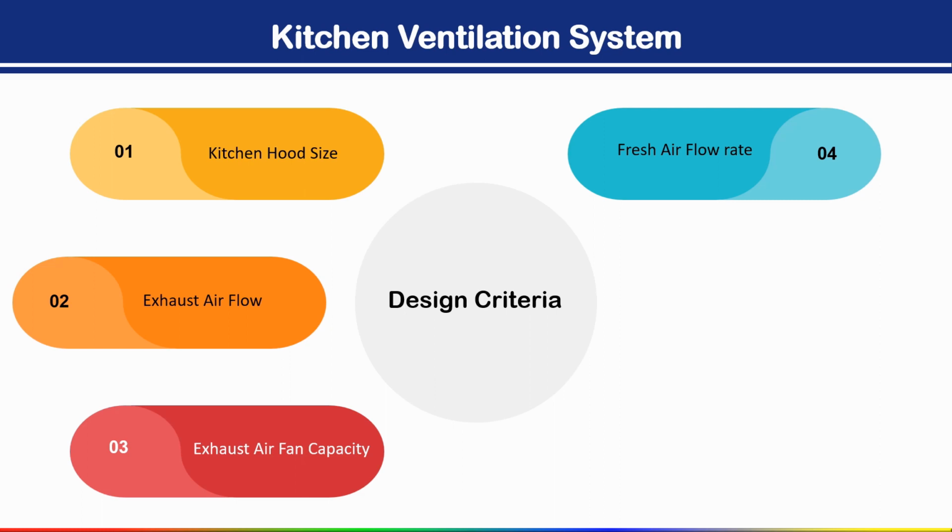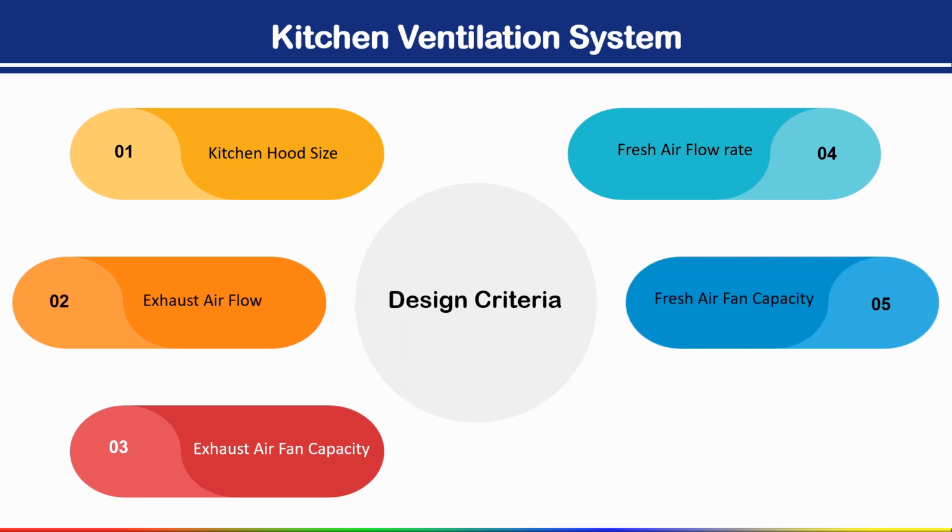Now the question is, how much fresh air do we have to supply? As per ASHRAE, 70 to 85% of the exhaust airflow is our fresh air flow rate. So first you have to calculate the exhaust airflow, and for fresh air you take 80% of that exhaust air. Whatever value comes, that much outside air we have to supply inside the kitchen, to improve the indoor air quality or to maintain the oxygen level.